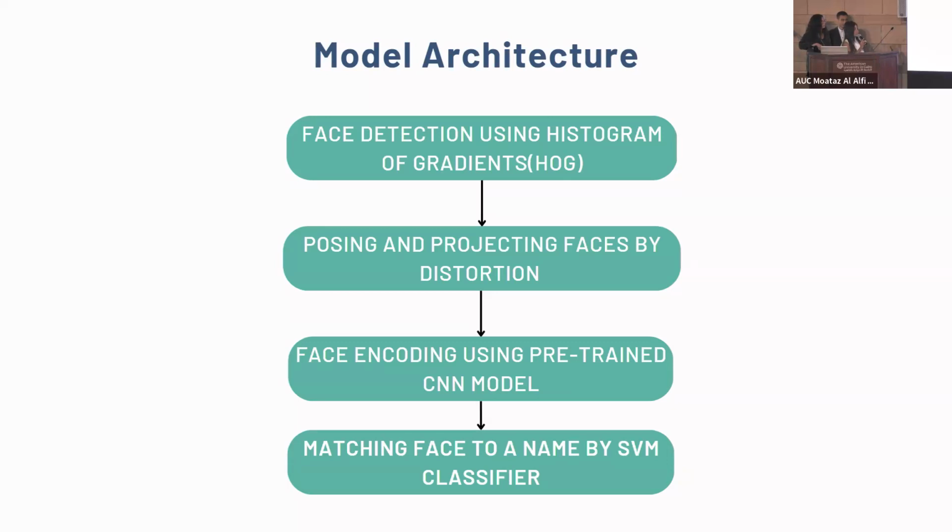Next is facial encoding using a pre-trained CNN model, and this extracts 128 measurements found in the image. And this ensures accuracy because no matter the picture, if it's the same face, the CNN will generate almost the same measurements. Finally, we match the face to a name by the SVM classifier, and then we send this name to Google Translate's API to read it out. And this was done based on our survey, in which people prefer to hear it.